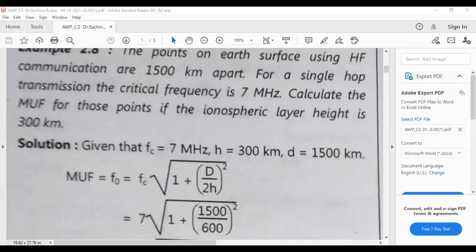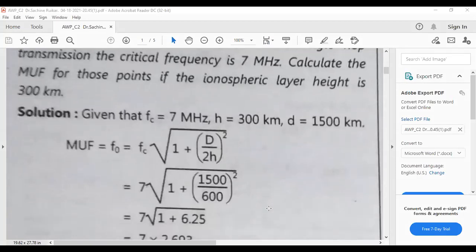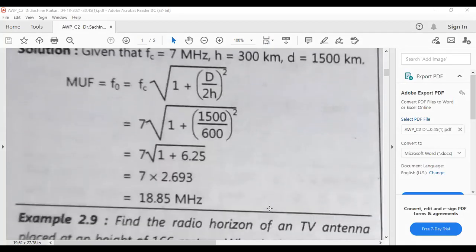Here the critical frequency is 7, D is 1500, and 2H is 600. In this way you will get f0 equal to 18.85 megahertz. All of you calculate yourself and cross verify the answer with the calculator, to see whether the two answers match or not. Calculating yourself will increase your speed. The answer by the calculator is 18.854 megahertz.